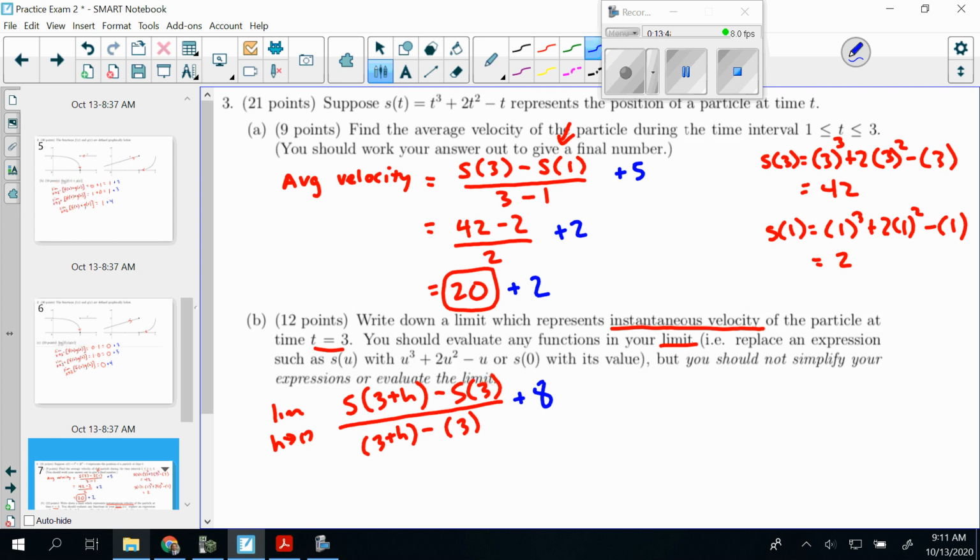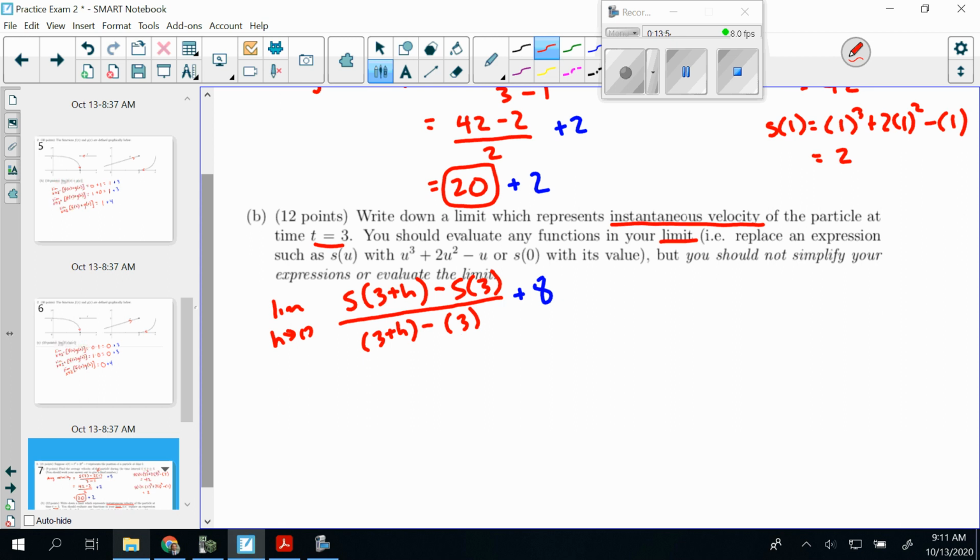Then they said substitute in any function. So we did have to substitute in here. They said not to simplify, but it's pretty easy to see that 3 minus 3 is going to be 0. So we're going to get limit as h approaches 0 of just h on the bottom here. To get s at 3 plus h, we plug that in for all the values here. So it should be 3 plus h cubed plus 2 times 3 plus h squared minus 3 plus h. So that's all that one.